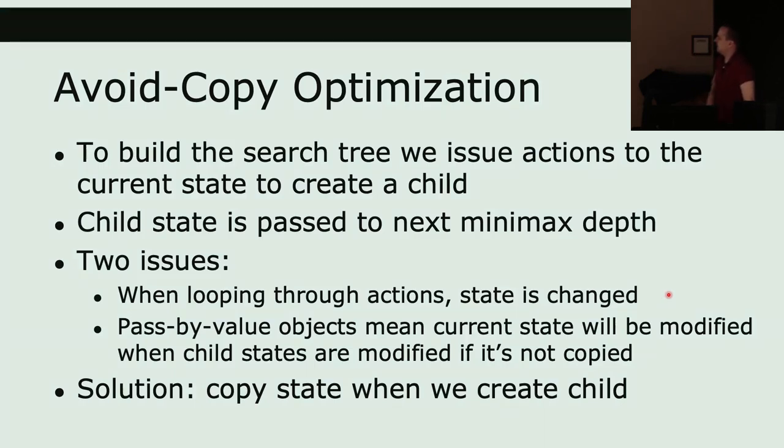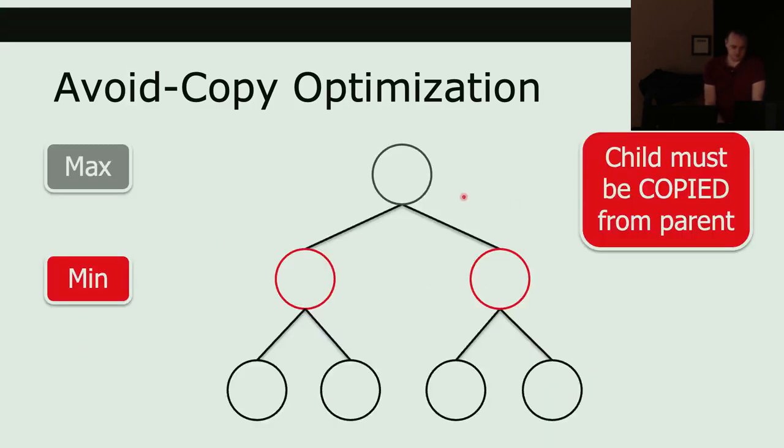And in pass-by-reference languages, it means that the current state will be modified when the child states are modified if it's not copied. And so the solution to this is just to copy the state when we look at a child or when we create a child. And so here, sort of a visualization of this.